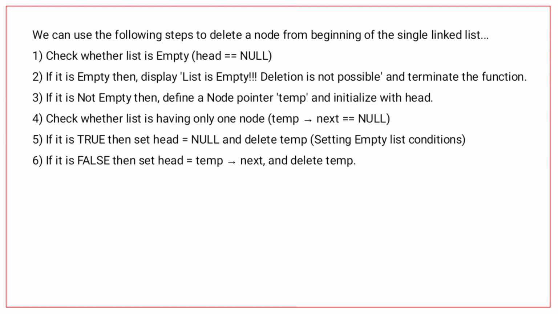Step 4. Check whether list is having only one node, that is temp->next equal to null. Step 5. If it is true, then set head equal to null and delete temp variable. Step 6. If it is false, then set head equal to temp->next and delete temporary variable.